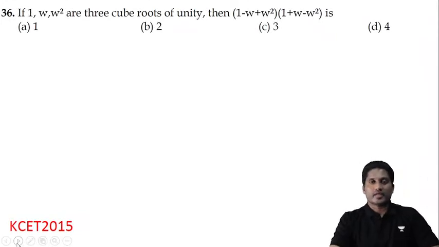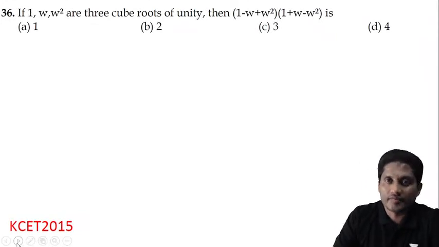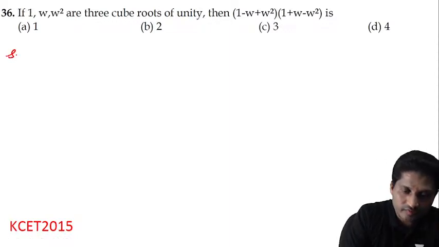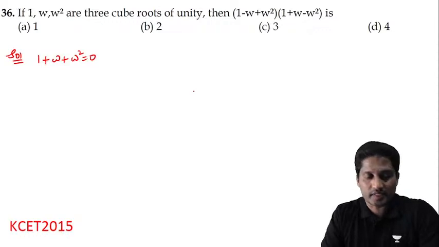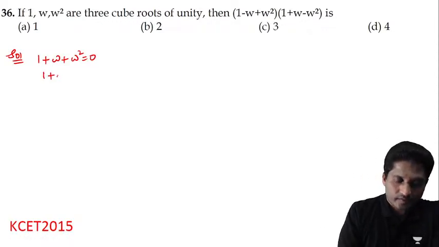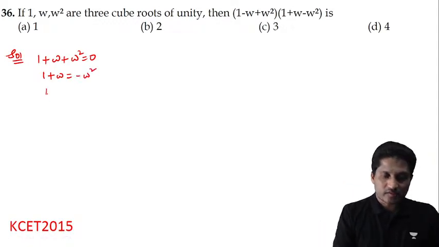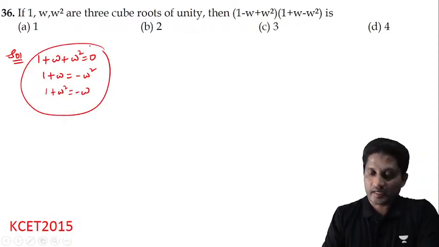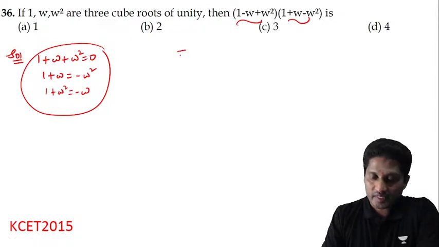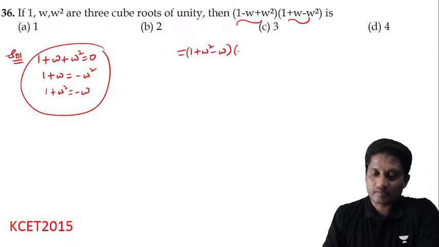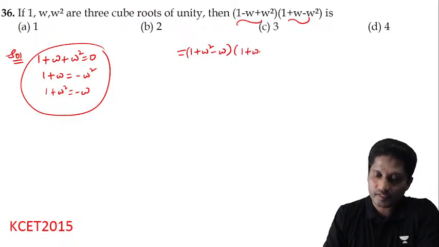1, omega, omega square are the 3 cube roots of unity. If 1, omega, omega square are cube roots of unity, then 1 plus omega plus omega square is always equal to 0. From this I can write 1 plus omega is equal to minus omega square, and I can also write 1 plus omega square is equal to minus omega. So if I use all these values, I can do the grouping. It can be written as 1 plus omega square minus omega, right? This is already in standard form, 1 plus omega minus omega square.